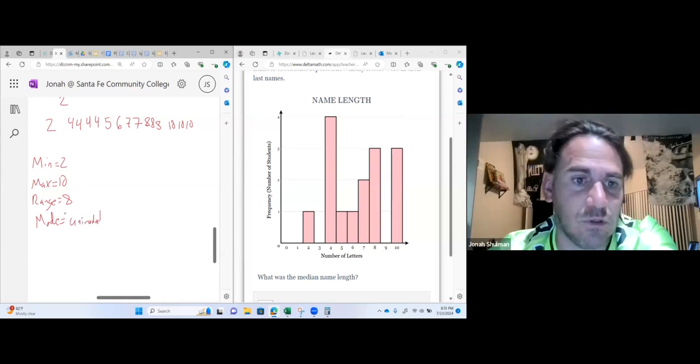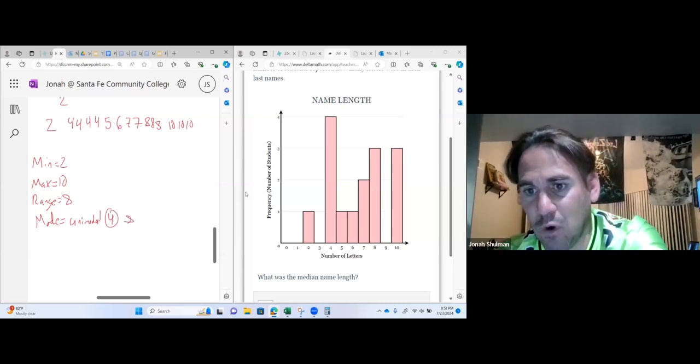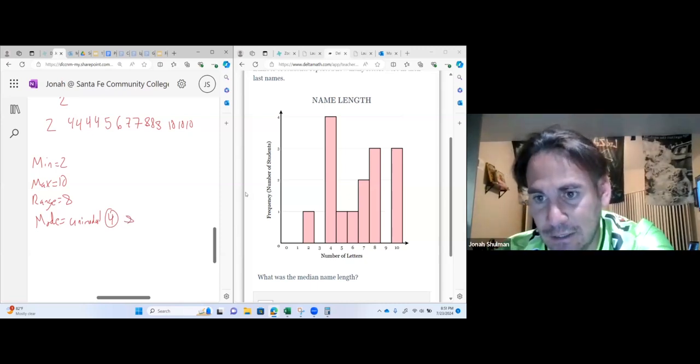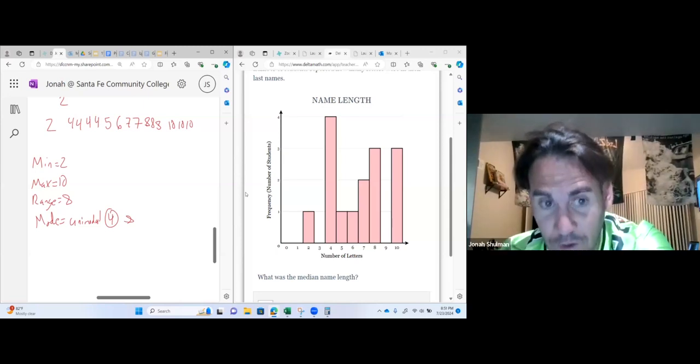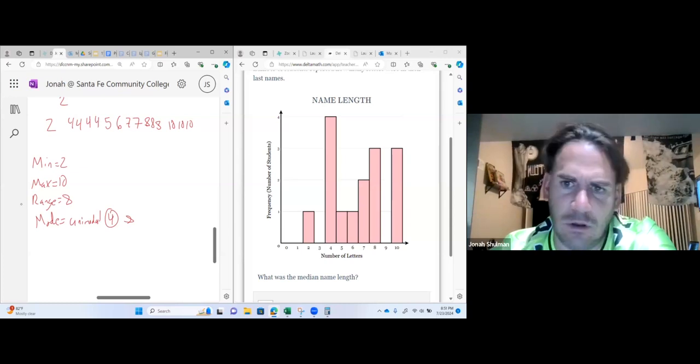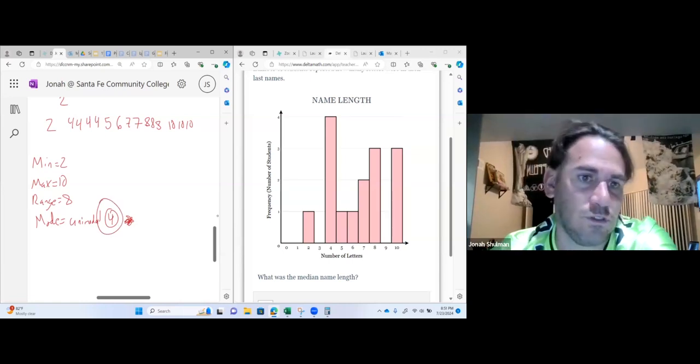What number appears the most? It's 4. But let's say we didn't have 4 here. It'd be bimodal with 8 and 10. And let's say we didn't have 4, 8, or 10. It'd be trimodal with 2, 5, and 6. But our answer is just, it's unimodal with what? 4. Because we have 4 4s.